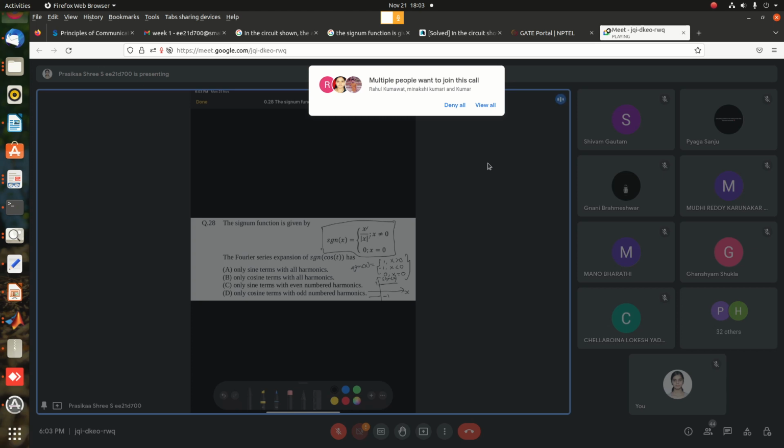They are asking what is the Fourier series expansion of signum of cos t. They have given four options A, B, C, and D. Only sine terms with all harmonics, only cos terms with all harmonics, only sine terms with even numbered harmonics, only cos terms with odd numbered harmonics. Out of these four options, there is only one option which is correct.